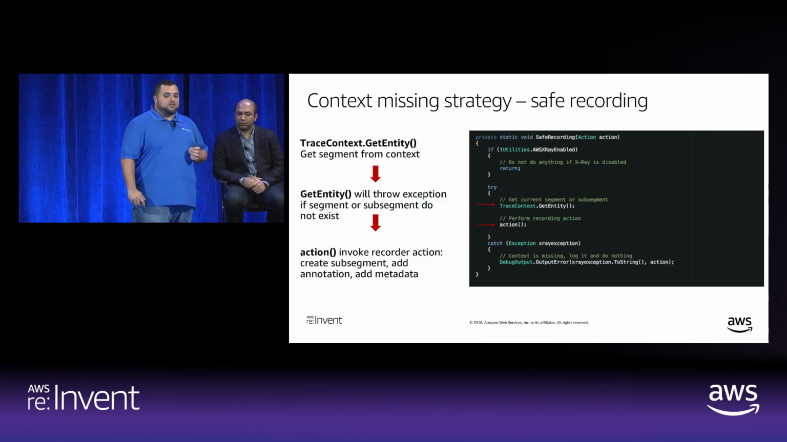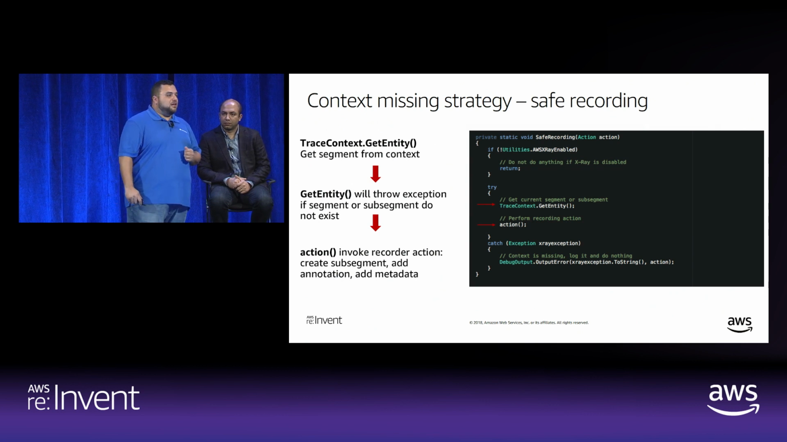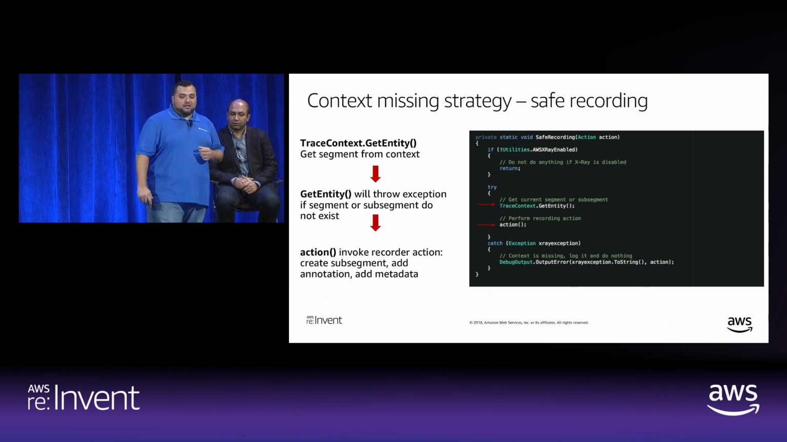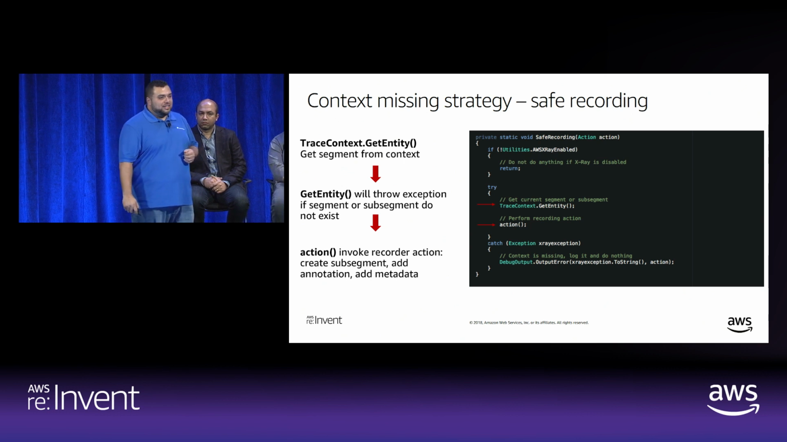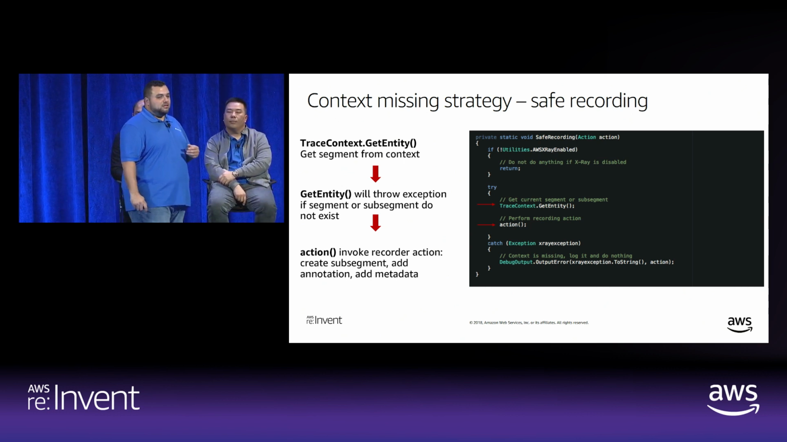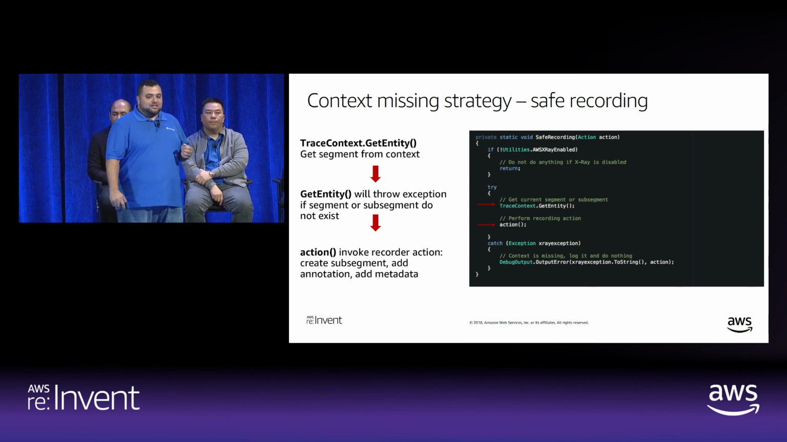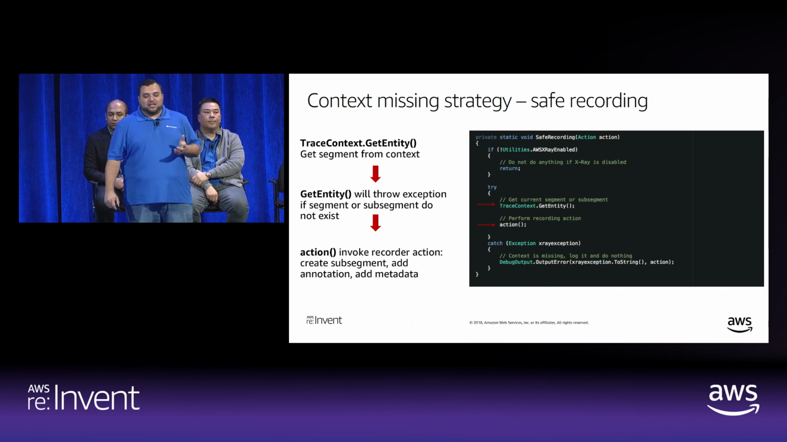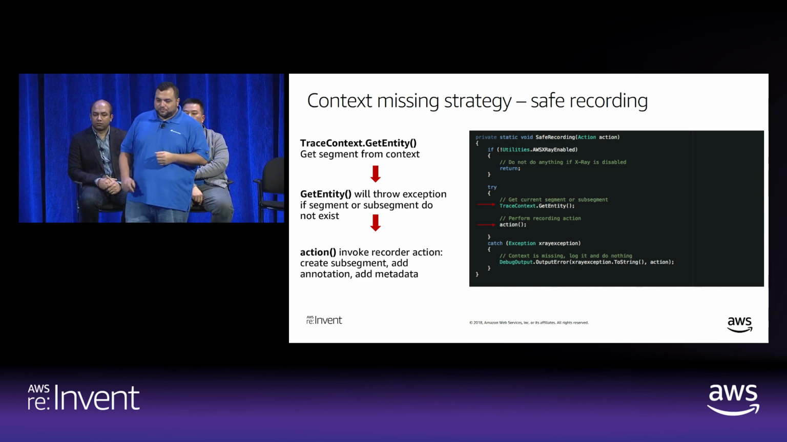And what does the safe recording do? Safe recording is just kind of like testing the water. It's trying to do a get entity, to see if a segment or subsegment exists. If it doesn't exist, it's going to throw an exception. We're going to catch that exception and log it. If the segment exists, we're going to perform the action, whether add annotation, begin subsegment, and move on.